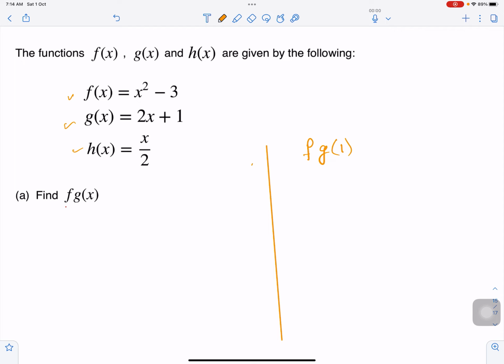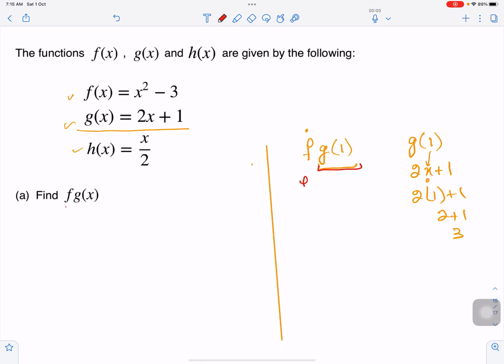What does it mean? It means you will find out g of 1, and whatever the answer will come, that will go in function f. So let's find out what g of 1 is. The function g is given to us here, which is 2x plus 1. So in place of x, I will write down 1. So it will become 2 ones are 2 plus 1 is 3. So it means in place of g of 1, now you can write here 3. So the question will become f of 3, because g of 1 is equal to 3. We have just seen here.